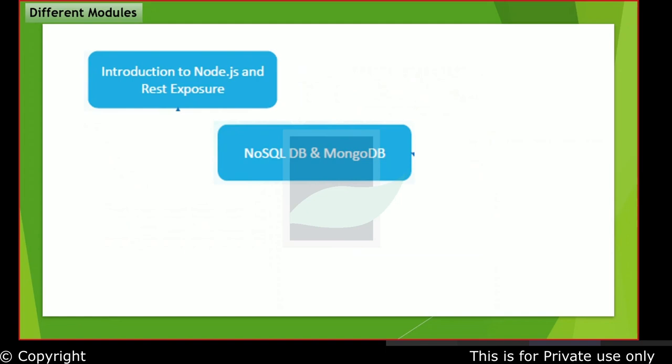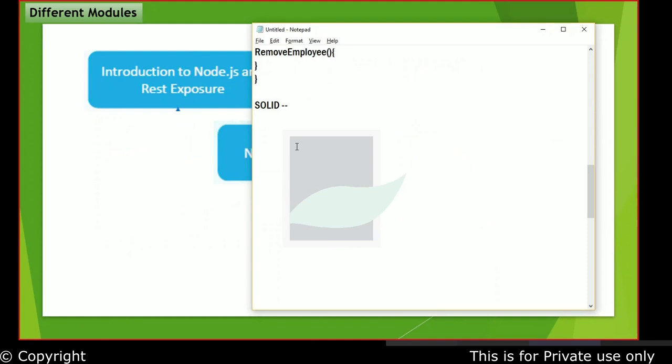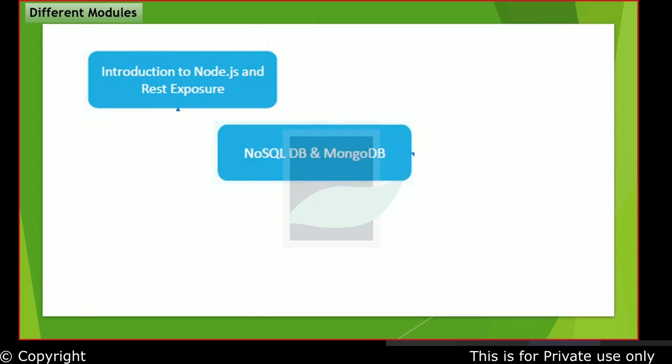Then we speak about NoSQL DB and MongoDB. When you start speaking about MongoDB, you have MongoDB, and then you have something called Mongoose. This is the tool which will help you deal with MongoDB. So we'll speak about MongoDB and what are the things which we can use to deal with MongoDB in a NoSQL way in this module.